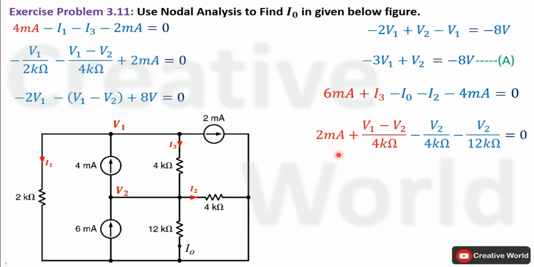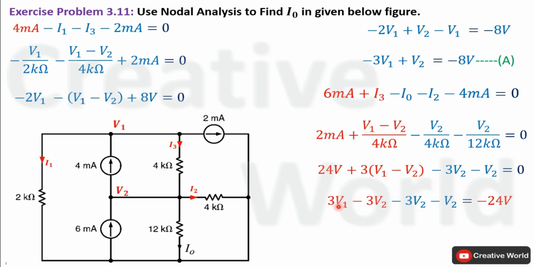Now, in order to omit all denominator values, we will multiply this equation on both sides with 12 kilo ohm. Product of 12 kilo ohm and 2 milliampere will result 24 volt. Here product of 12 kilo ohm will cancel out with 4 kilo ohm in denominator, only 3 will left, and that 3 will be multiplied with V1 minus V2. Here product of 12 kilo ohm will cancel out with 4 kilo ohm in denominator, only 3 will left, and that 3 will multiply with V2. It will become 3V2. Here the product of 12 kilo ohm will cancel out with 12 kilo ohm in denominator, only V2 will left. Now open these brackets and place this 24 volt on the other hand side of equal.